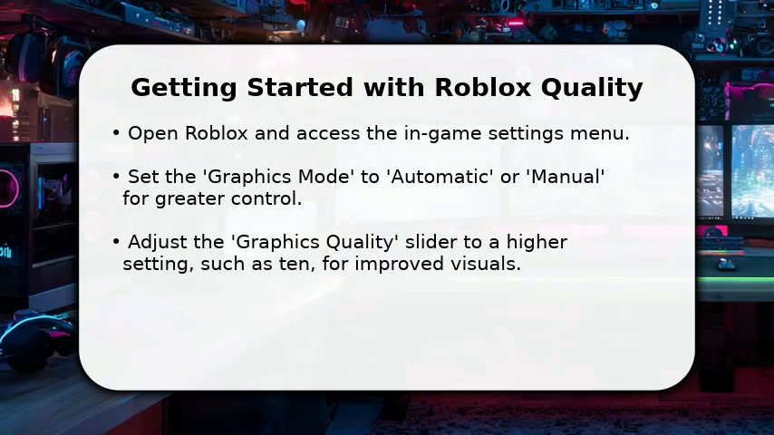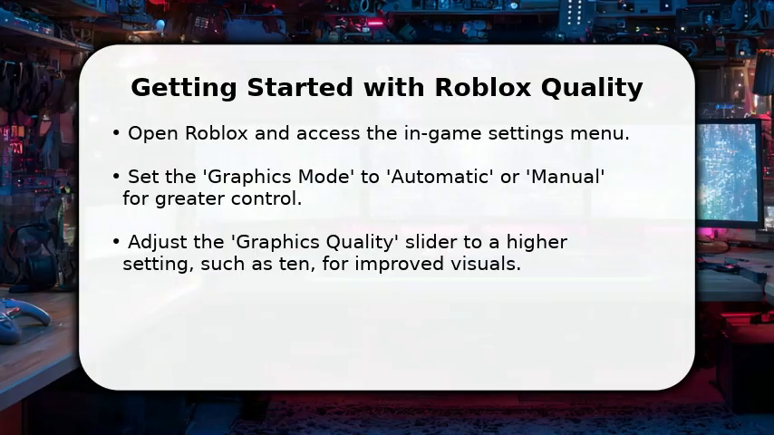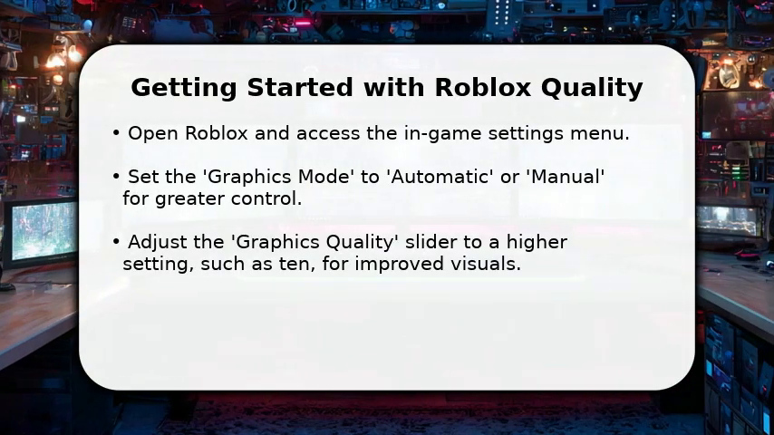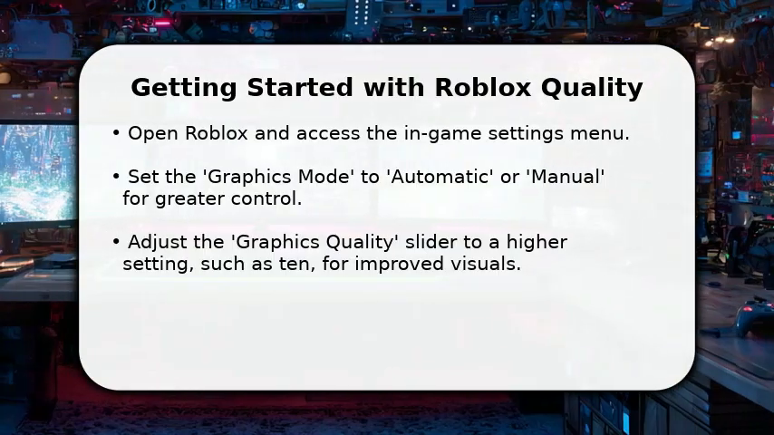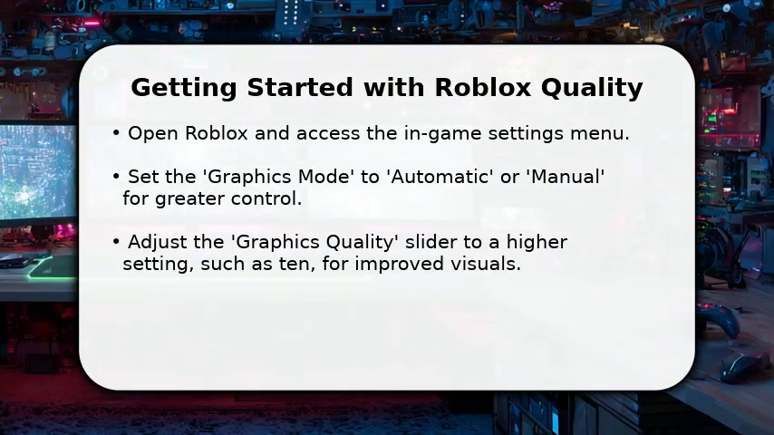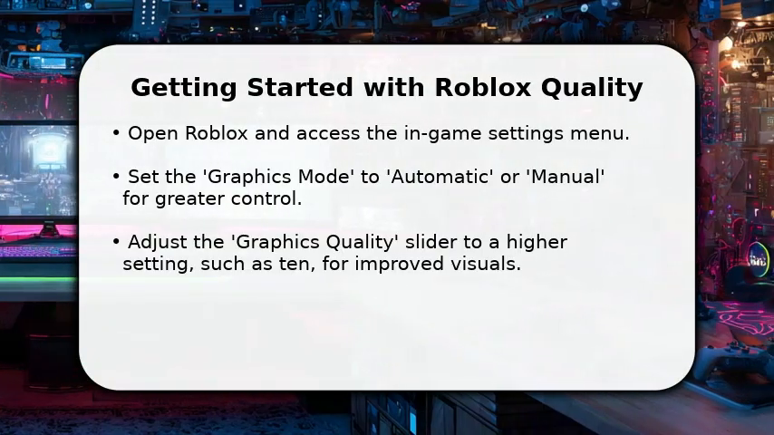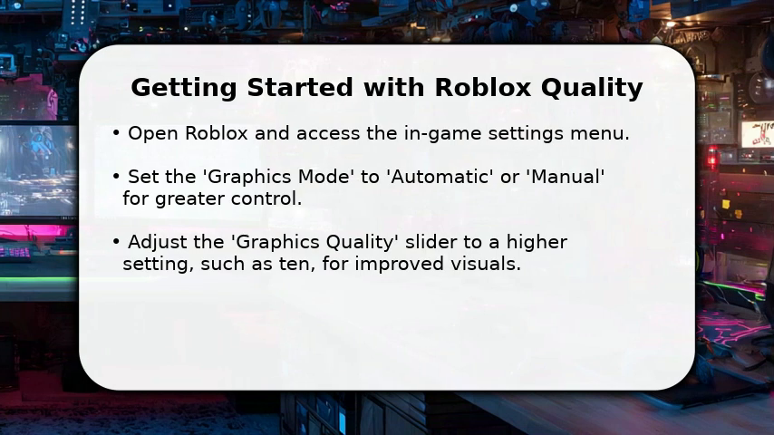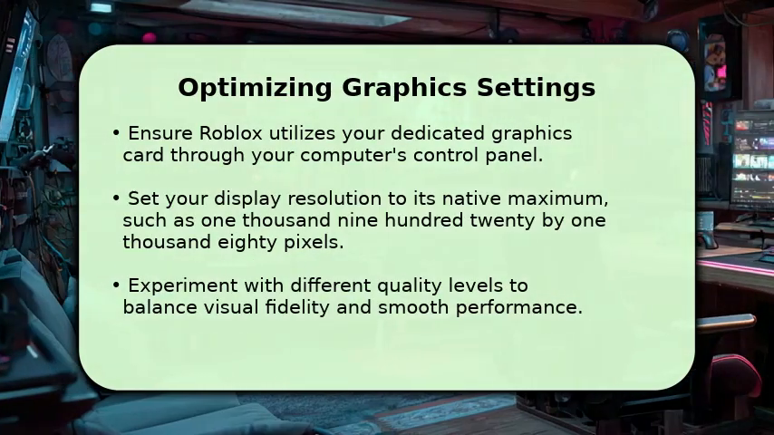First, open Roblox and navigate to the Settings menu. Look for the Graphics Mode option and ensure it's set to automatic or manual for more control. Then, adjust the graphics quality slider to a higher setting, like 10. This initial step is crucial for improving your visual experience right away, making your games look much sharper and more detailed.